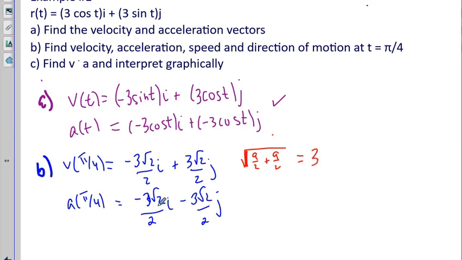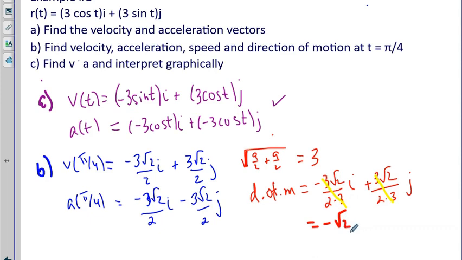Okay, and then the direction of motion is when you take the velocity vector and divide by that speed. So you're going to take this thing and divide by 3. So the direction of motion will be equal to -3 root 2 over 2 divided by 3, i, and then plus 3 root 2 over 2 divided by 3, j. And I hope when you see this, this makes sense because you are going to be able to cancel the 3's in both of these, and you end up with something that would be like a length of 1.